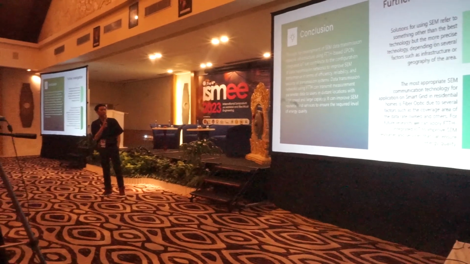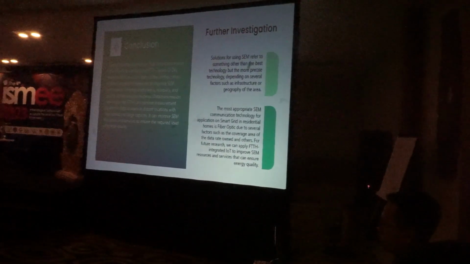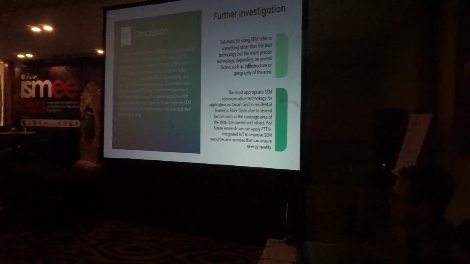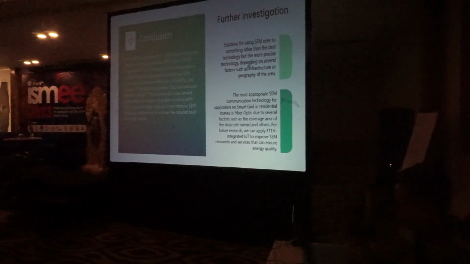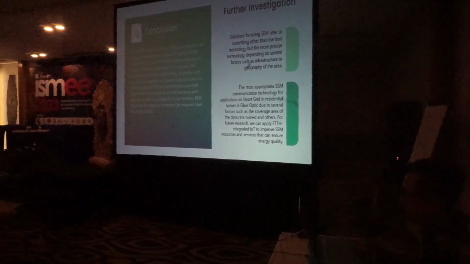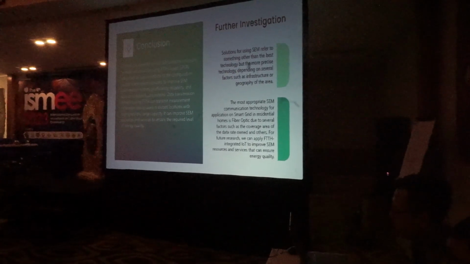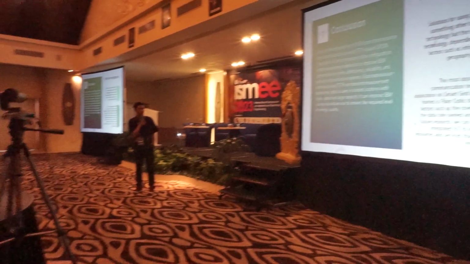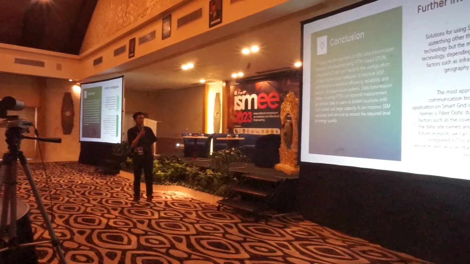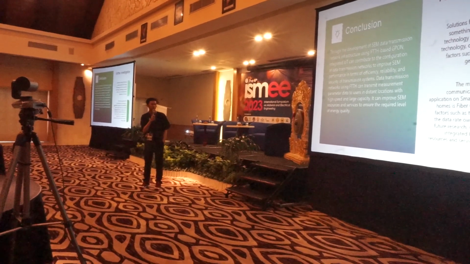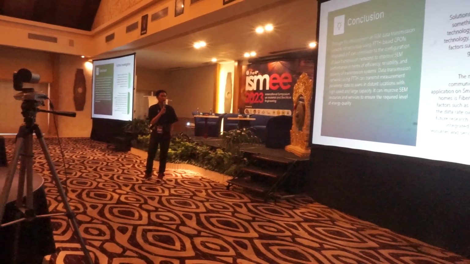So for further investigation, solutions for using SAM refer to something other than the best technology, but more precise technology depending on several factors such as infrastructure or geography of the area. The most appropriate SAM communication technology for application on smart grid in residential homes is fiber optic, due to several factors such as coverage area, the data rate and others. For future research, we can apply FTTH integrated with IoT to improve SAM resources and services that can ensure energy quality.